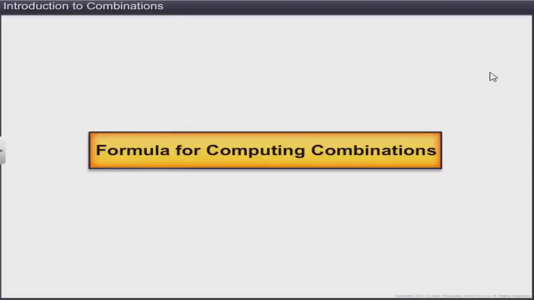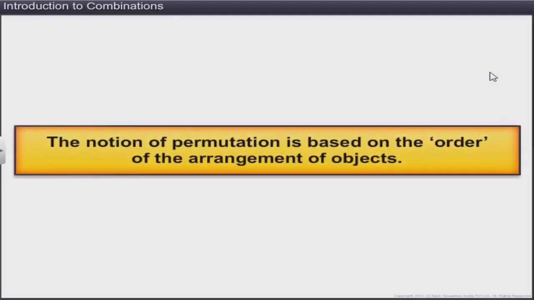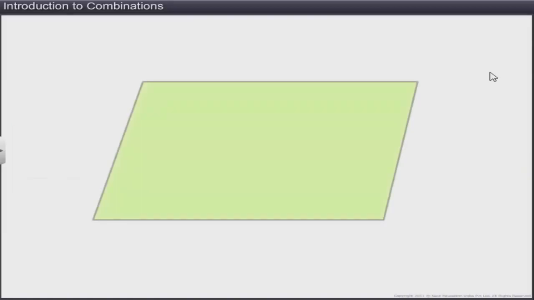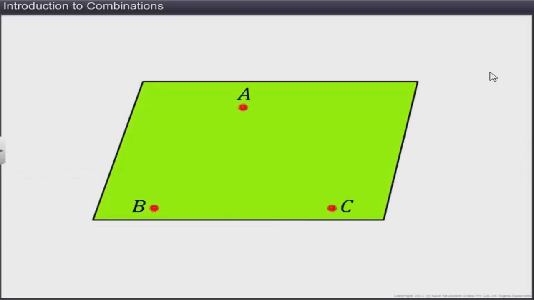We have seen permutations of objects. The notion of permutation is based on the order of the arrangement of objects. If we are not concerned about the order of the arrangement, then we arrive at the concept of combinations. To understand this, let's consider 3 points on a plane. Suppose we need to find the number of straight lines that can be drawn through these 3 points. Taking 2 points at a time, we can draw 3 straight lines, AB, BC, and CA.